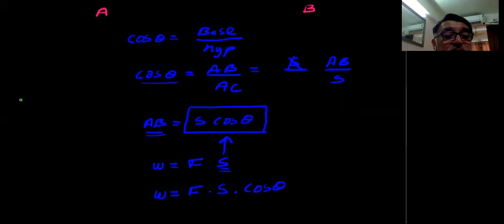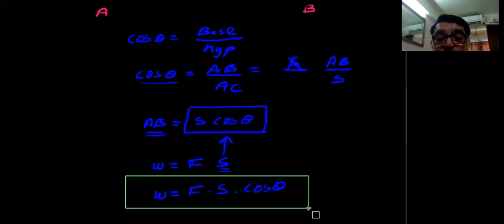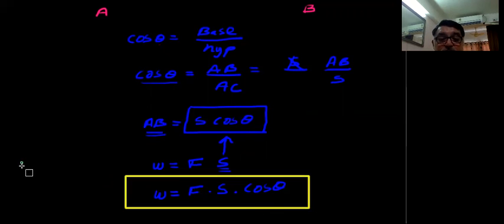If the direction of the force and the direction of the displacement is not same, work done equals F into S into cos theta. We have found the horizontal component of displacement. In the second method, we are going to find the components of force. Okay, so let's start with the second part, how to derive the formula.